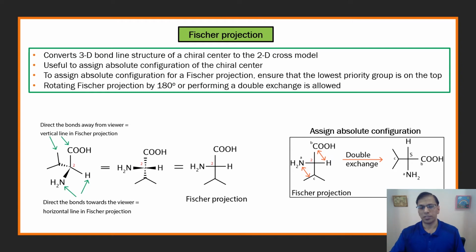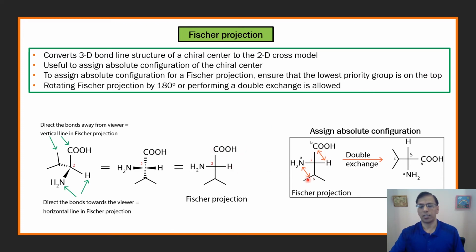So the first thing you do, you write the Fischer projection formula, and in this particular case, the lowest priority group is hydrogen. You find out the priority of the groups. Again, if you need to learn how to assign priority to the different groups, please refer to my video on R and S absolute configuration. So hydrogen is the lowest priority group, so according to the rules, we need to ensure that the lowest priority group is on the top, and so what we do is called a double exchange.